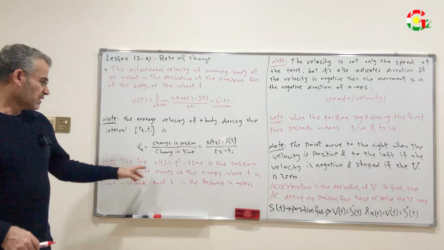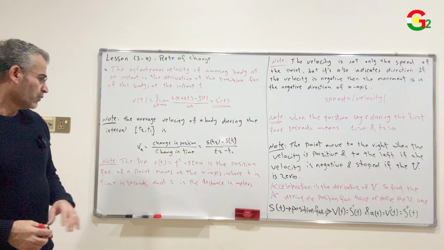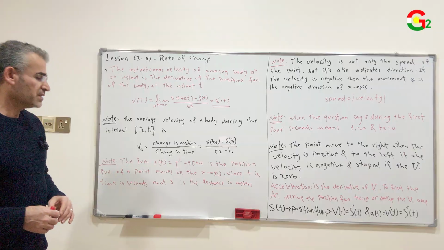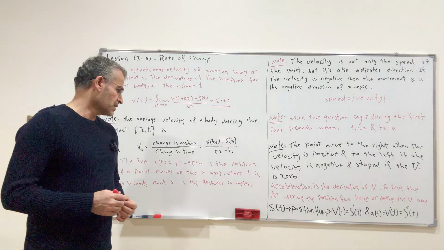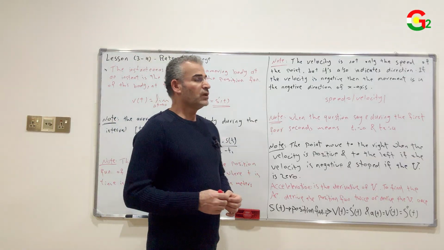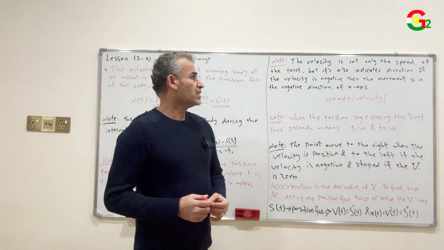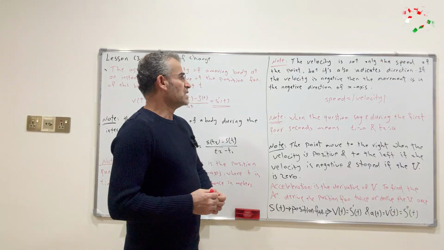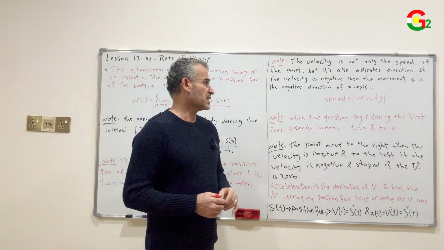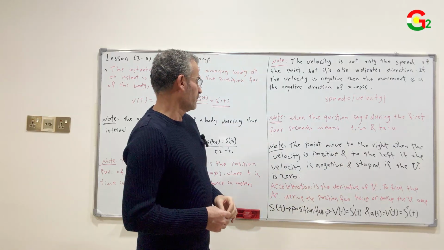Note, the function s of t equals t squared minus 5t plus 4 is the position function of a point moving on the x-axis, where t is the time in seconds and s is the distance in meters. Note the velocity is not only the speed of the point, but it also indicates direction. If the velocity is negative, then the movement is in the negative direction of the x-axis. The speed equals the absolute value of velocity.